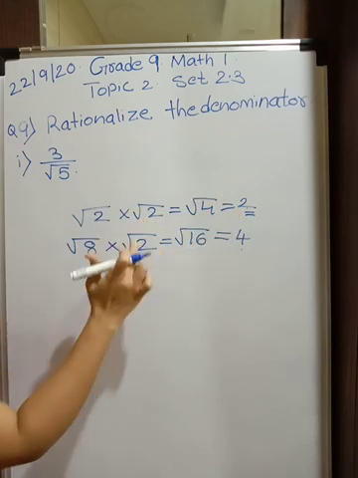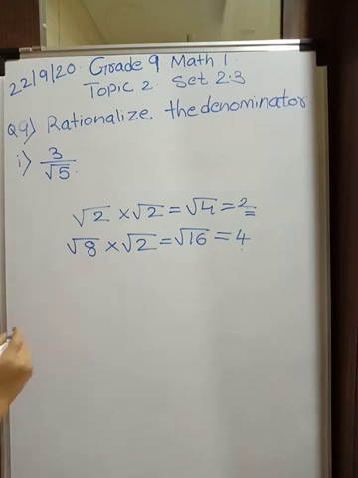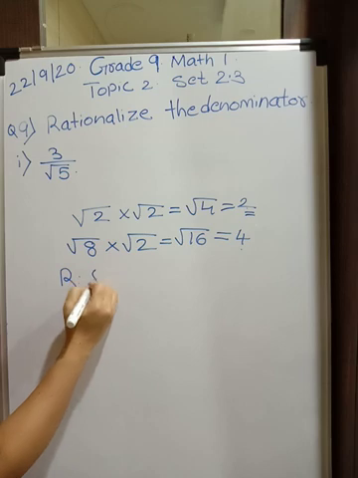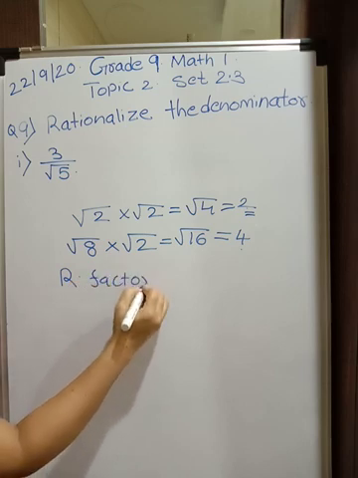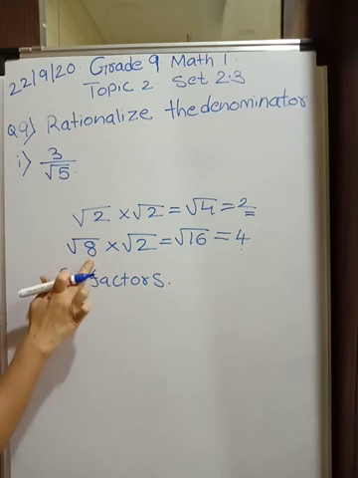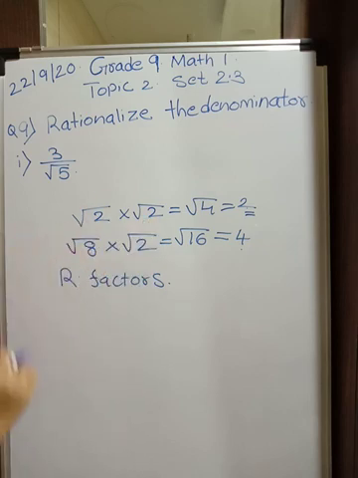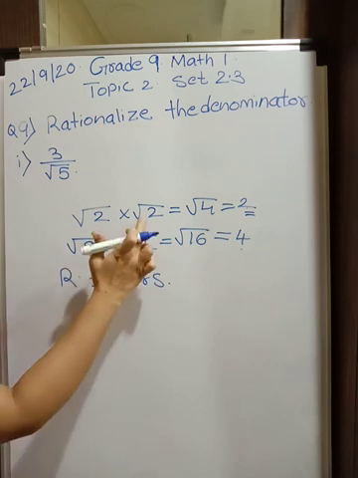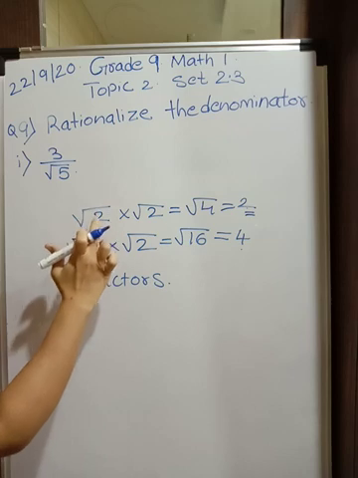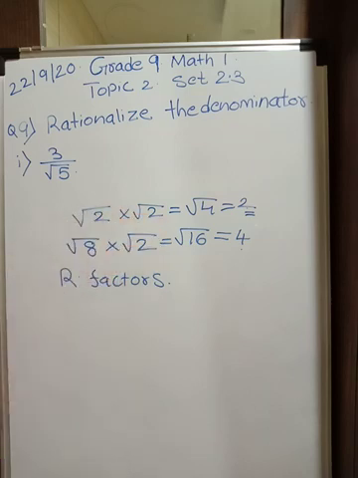So such numbers are called rationalizing factors. What are they called? Rationalizing factors. In this case, root 2 is the rationalizing factor for root 8. Here root 2 is the rationalizing factor for root 2 itself. Alright. Or in another way, you can say this is the rationalizing factor of this. Or here both numbers are the same. So it goes vice versa.